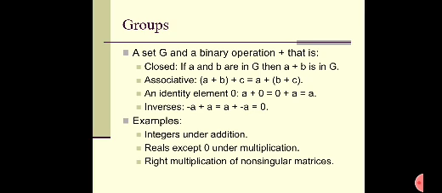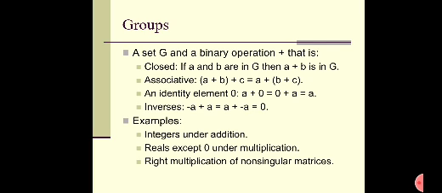Groups: a set G and a binary operation plus. This G will be a group if it satisfies all the four conditions stated below. It must be closed, meaning if A and B belong to G, then A binary operated with B should also be in G. Associative: the result of A binary operated with B, and that result operated with C, must be equal to the binary operation of A with the result of the binary operation of B plus C.